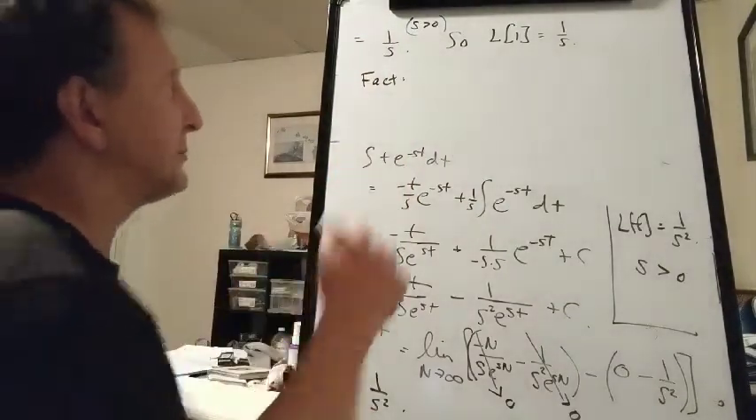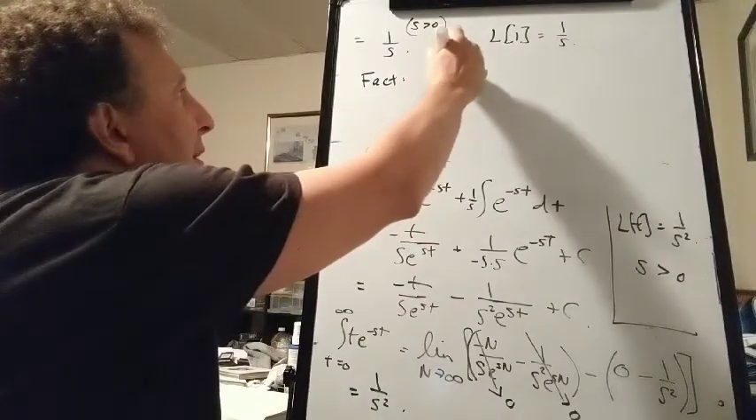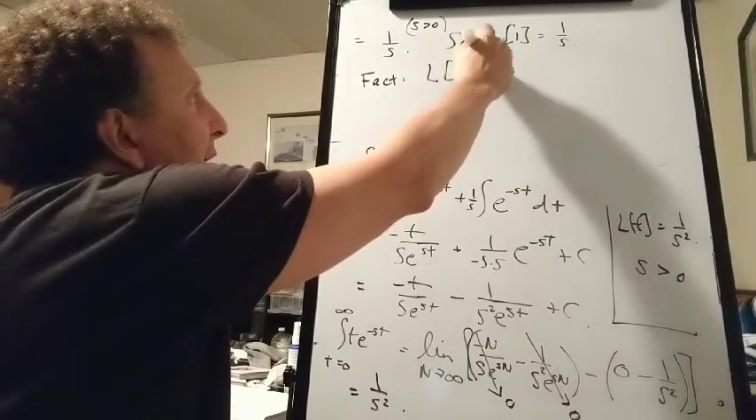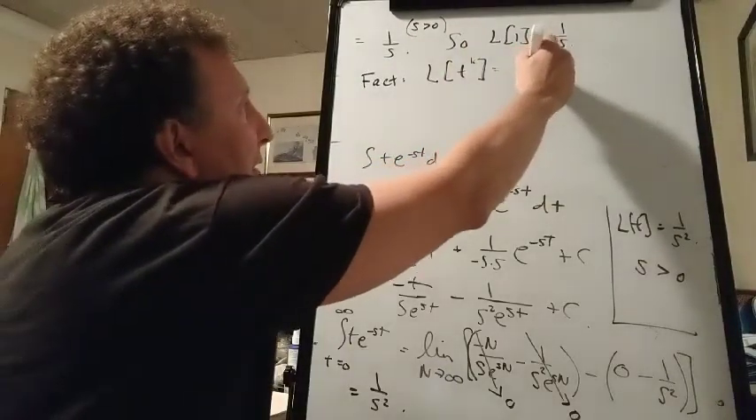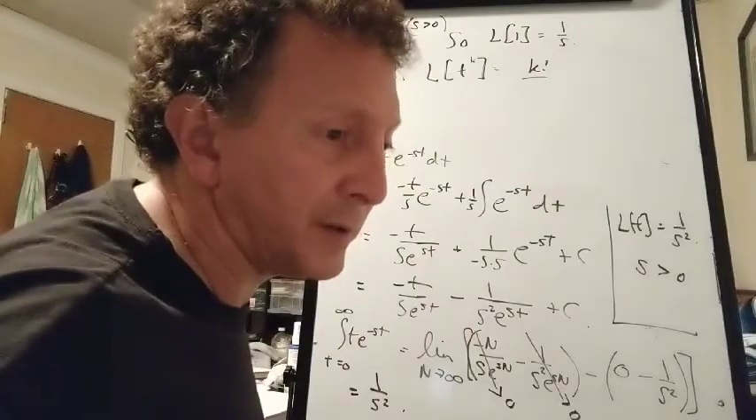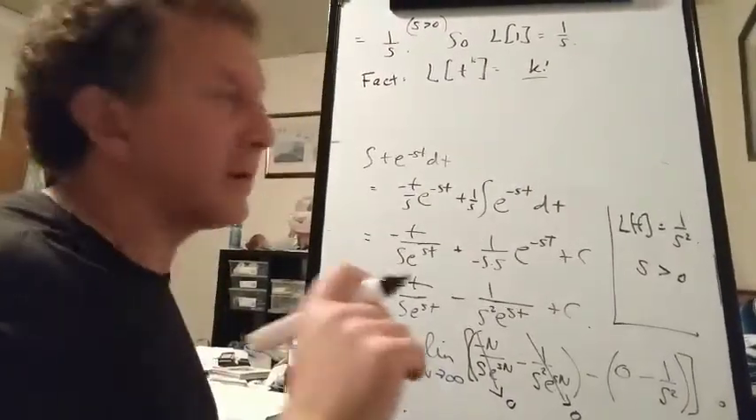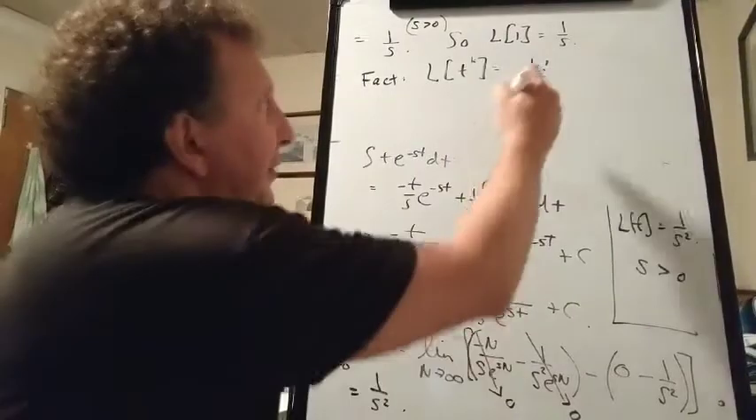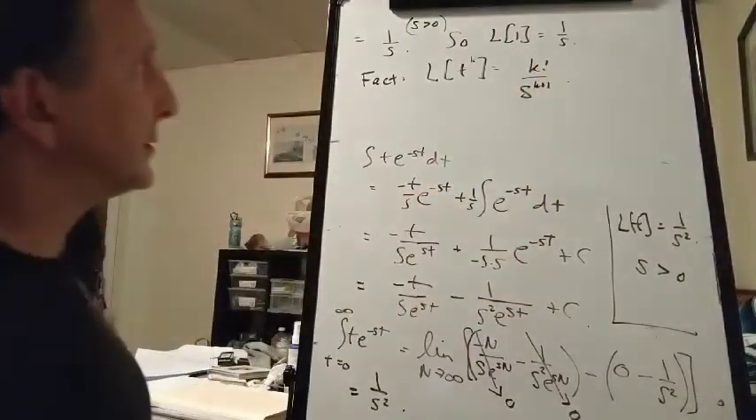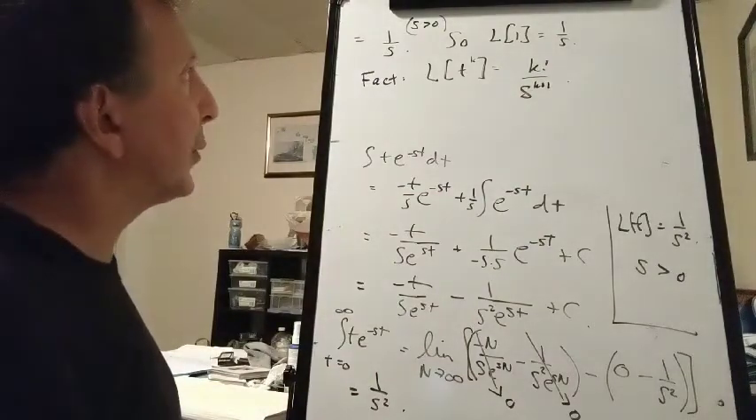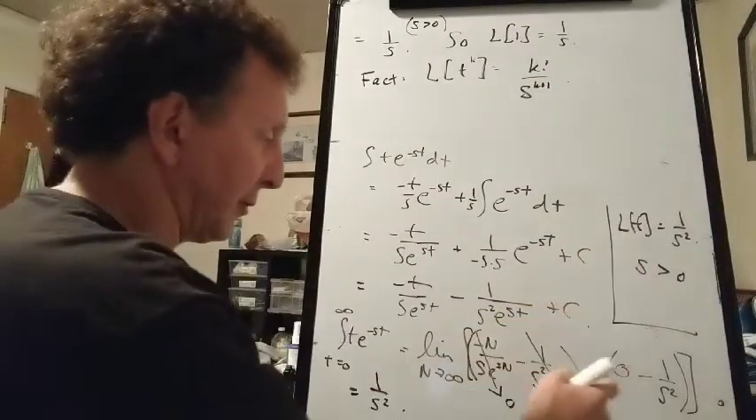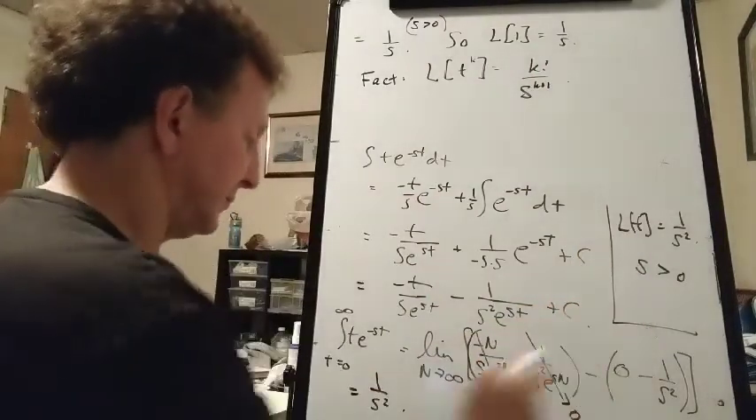Now using integration by parts, we can show that if we want to take the Laplace transform of t to the k, that equals k factorial over s to the k plus 1. So when k equals 1, we have 1 over s squared, which is what we got for the Laplace transform of t here.